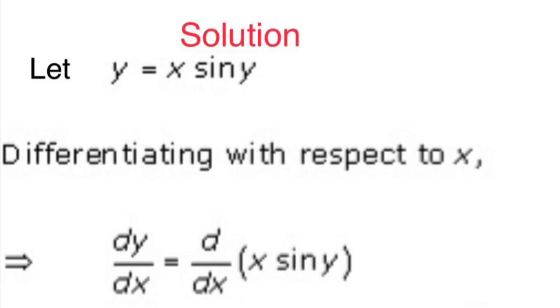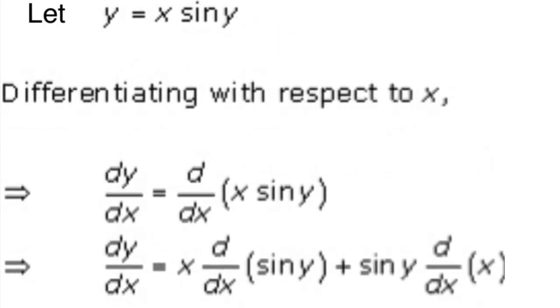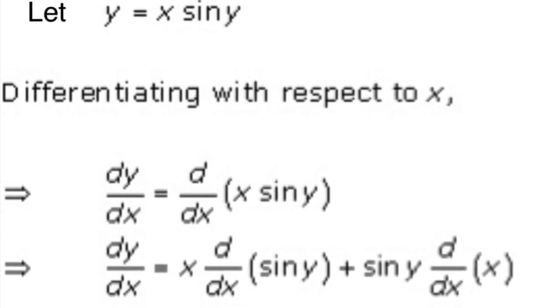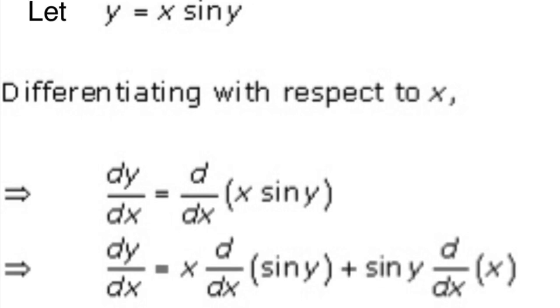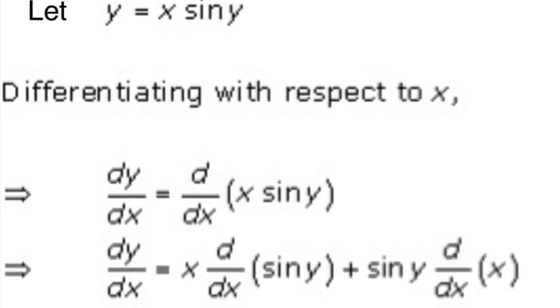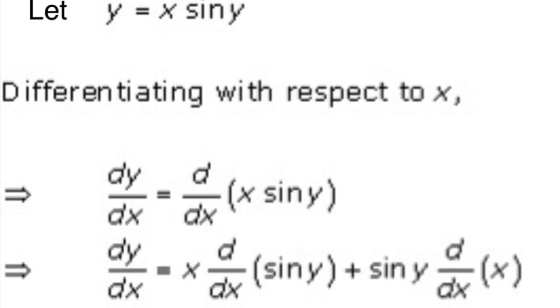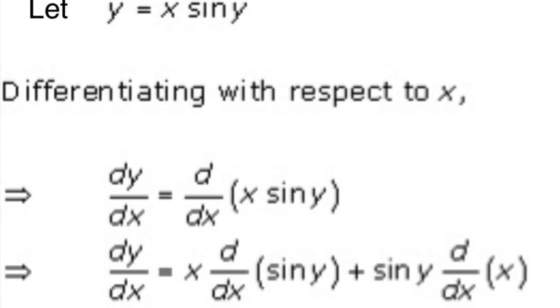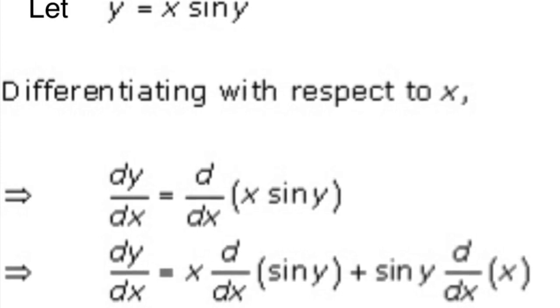Now we are going to differentiate with respect to x. So we'll get dy upon dx equals d upon dx of x into sin y. So the left hand side will be dy upon dx equals, in the right hand side we have u into v rule. So its derivative will be x into the derivative of sin y plus sin y into the derivative of x.